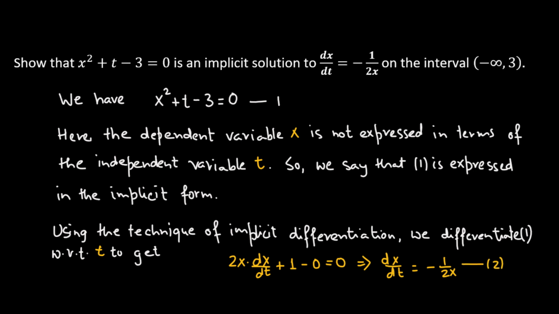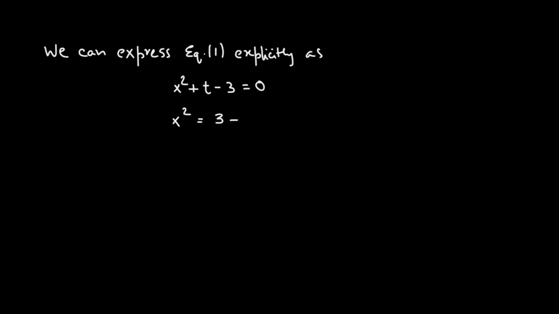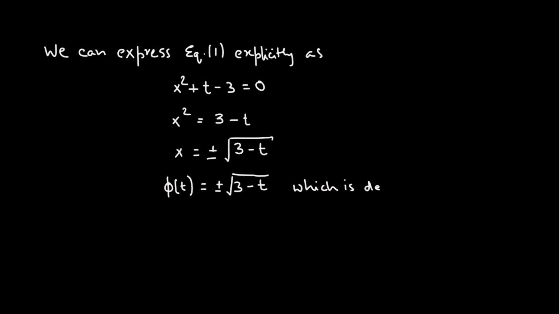Equation number 2. Now we can express equation number 1 explicitly as x squared plus t minus 3 equals 0, or x squared equals 3 minus t. Solving for x, we get plus or minus square root of 3 minus t, which can also be expressed as phi of t equals plus or minus square root of 3 minus t, which is defined for all t values less than 3, that is, t belongs to the interval negative infinity to 3.